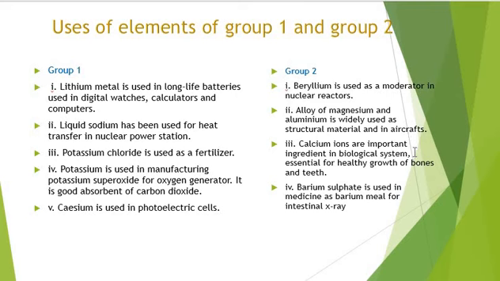Calcium ions are an important ingredient in biological systems, essential for hair, healthy growth and bones and teeth. And barium sulfate is used in medicines as barium meal for intestinal X-ray.